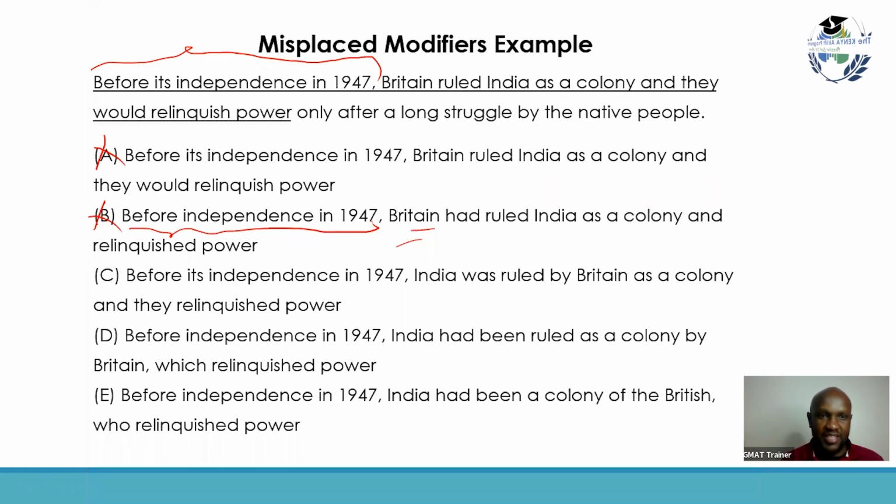C says, before its independence in 1947, India was ruled by Britain as a colony, and they relinquished power only after a long struggle by the native people. C does correct the modifier error by placing India immediately after the modifier to show that India is the noun being modified. But read on to see if there are any new errors that the answer choice introduces, or any latent errors that have not been corrected. India was ruled by Britain as a colony, and they relinquished power.